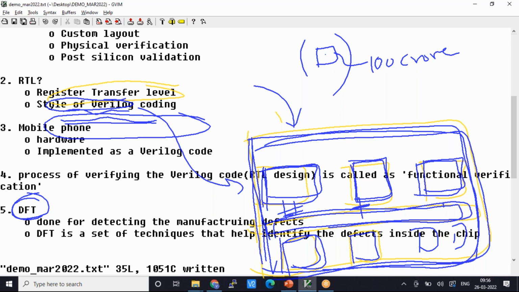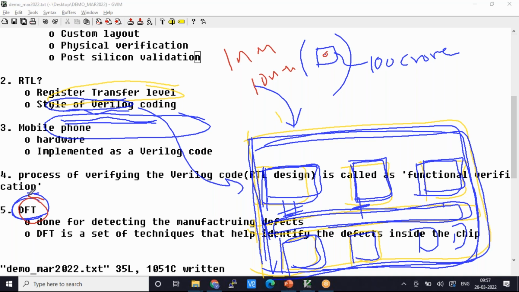But what about the defects inside the chip? Defects inside the chip will be very small. How small? Nanometer level, 10 nanometer level. At that level, the defects will be there. So identifying those with the naked eye is not possible, because our visibility goes only up to probably millimeters or less. 0.1 millimeter we can see. Beyond that we can't resolve. We don't have so much resolution, right? So that is where DFT will come into the picture.